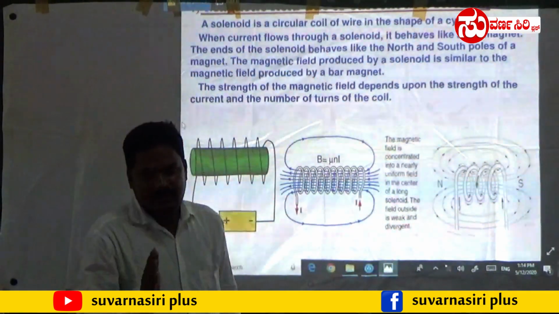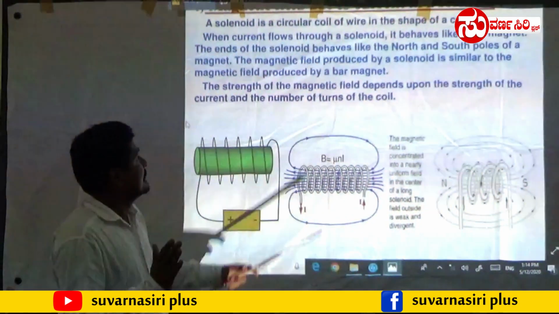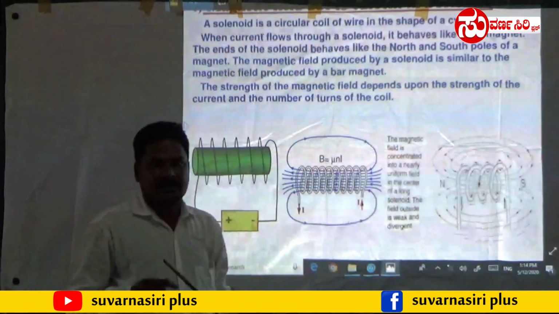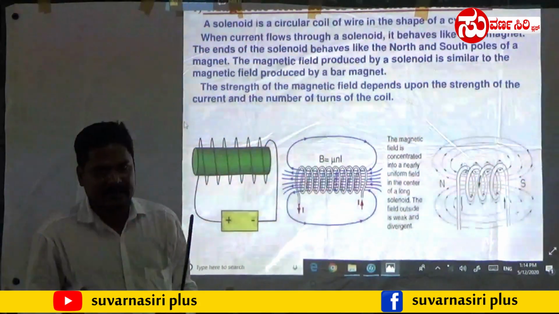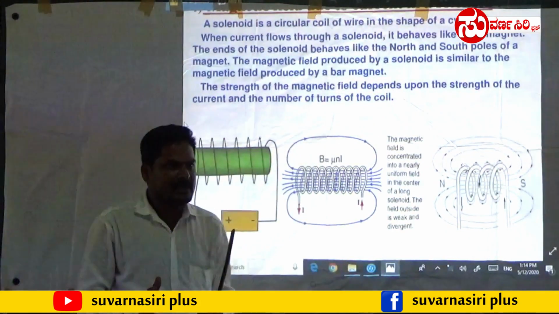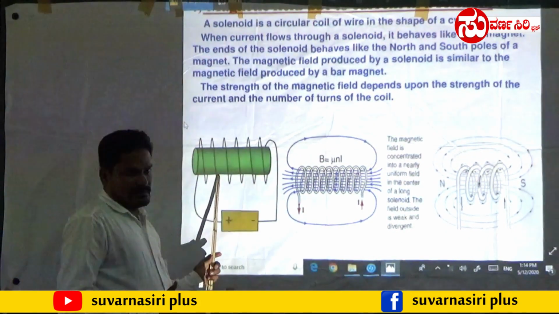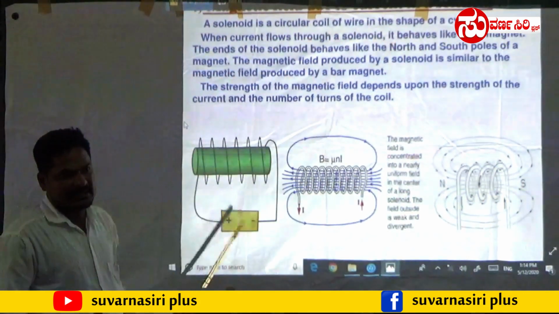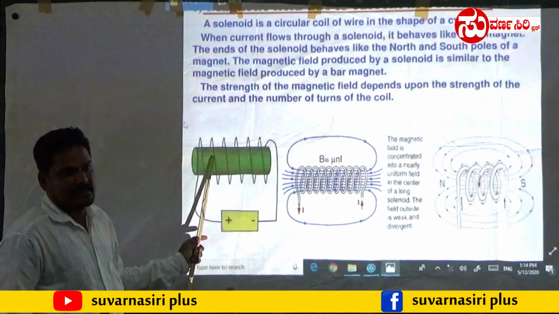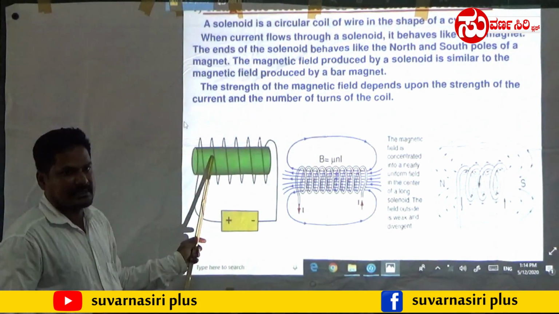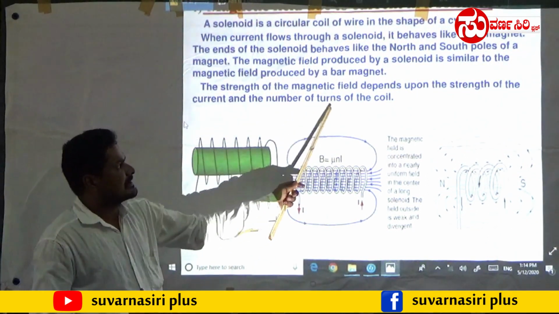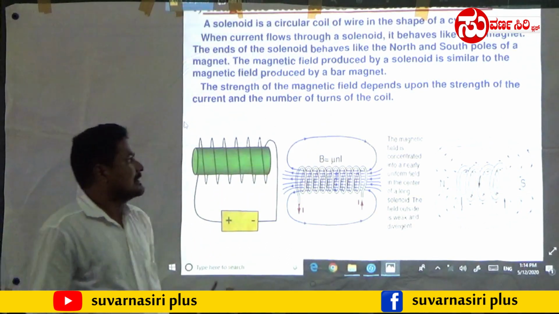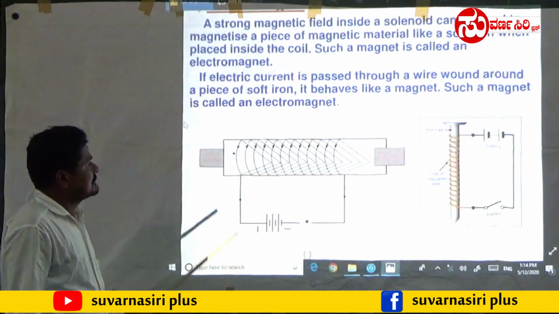A solenoid is a coil of wire in a circular shape, and the two ends are connected to the battery. It produces a magnetic field, which depends on the number of turns of the coil and on the current. If we increase the current, the strength of the magnetic field of this coil increases, and if we increase the number of turns of the coil, the magnetic field also increases.